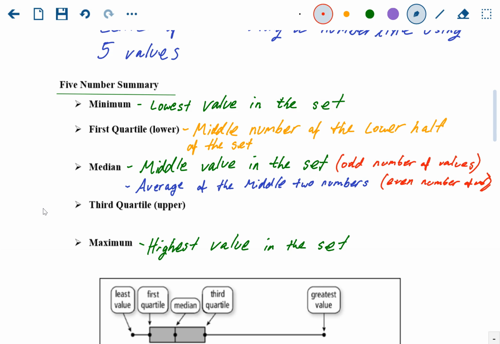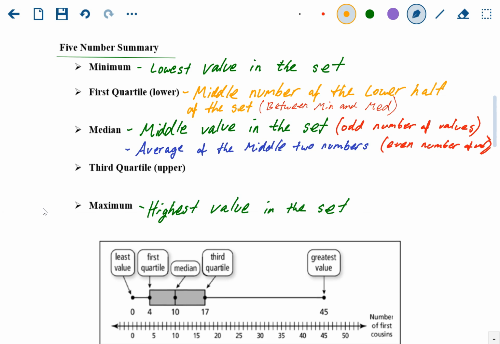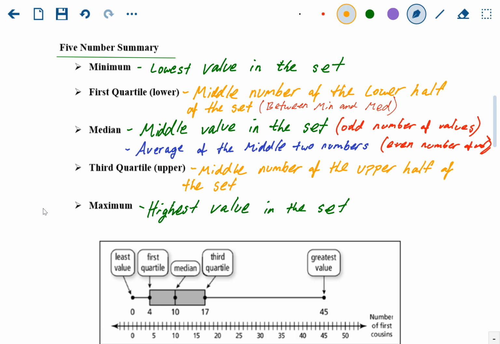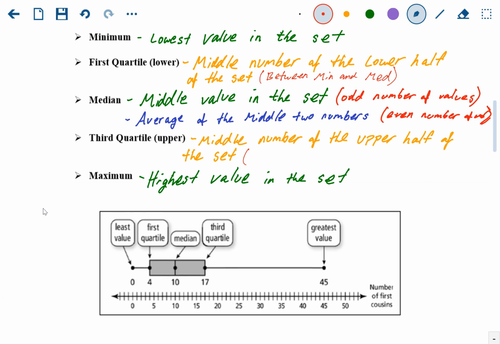So it's the first quartile, also called the lower quartile. What's the lower half of the set? Well, it's everything between the minimum and the median. So you split it in half at the median. The middle of the first half is the first quartile. Then you could guess that the middle of the upper half is the third quartile, also called the upper quartile. So the middle number of the upper half of the set, the upper half meaning between the median and the maximum.